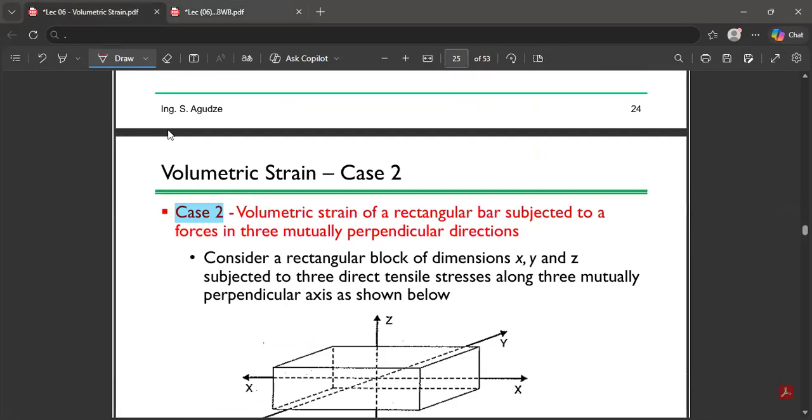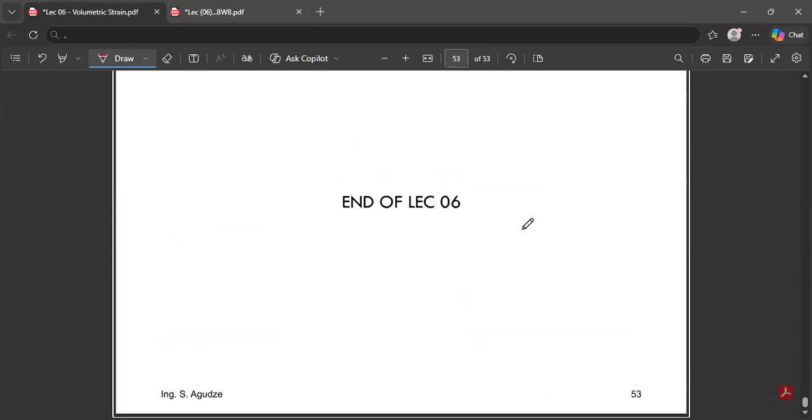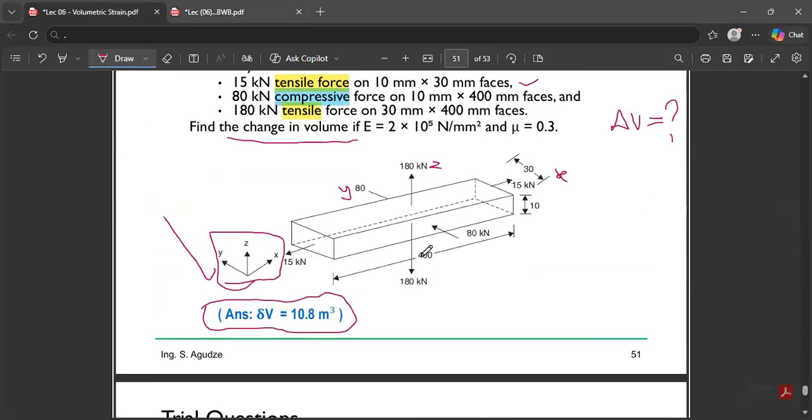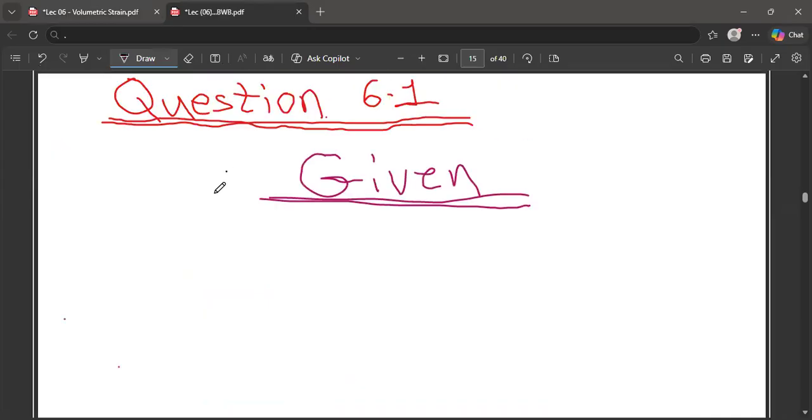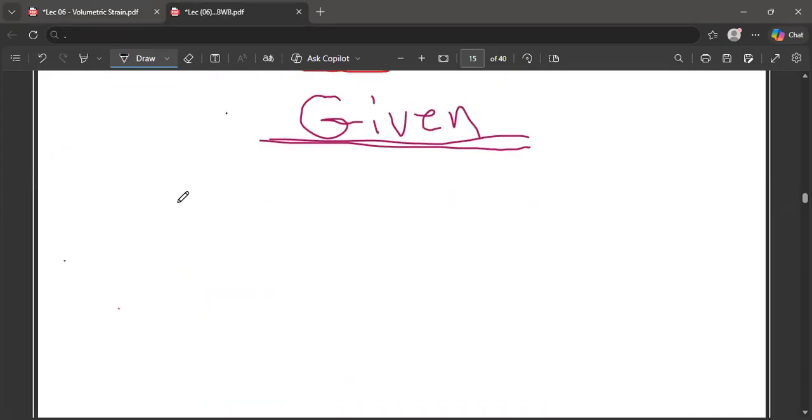So first of all, we know the problem we want to solve. We were told that the length of the bar was 400 mm. So let's quickly put that down. This is it over here, and then the length. So we say that the length of the bar is equal to 400 mm.